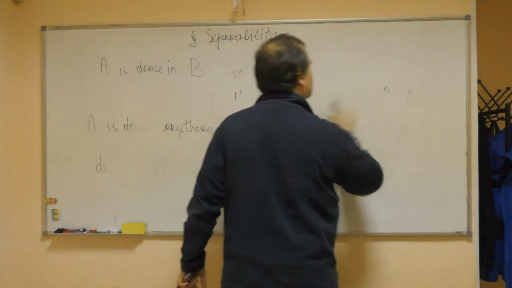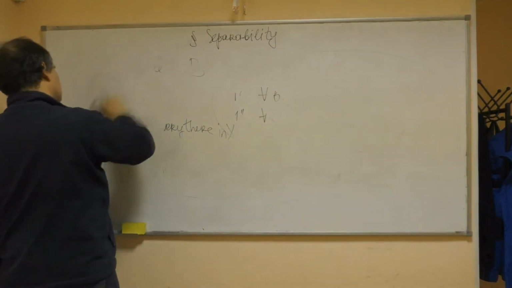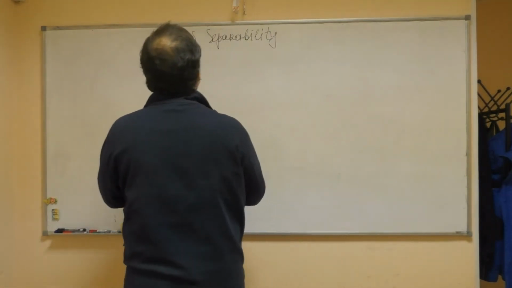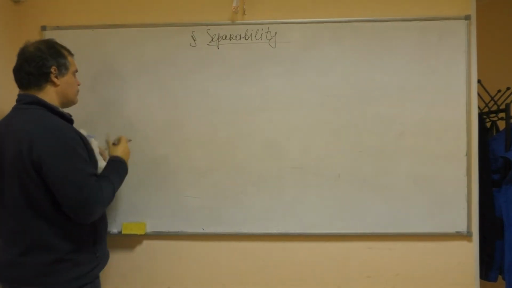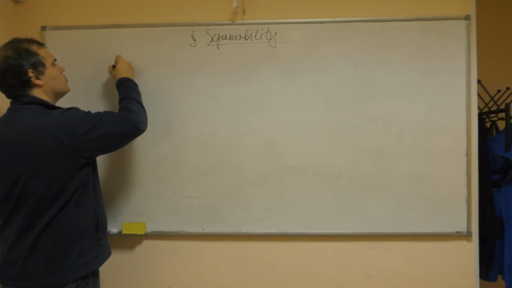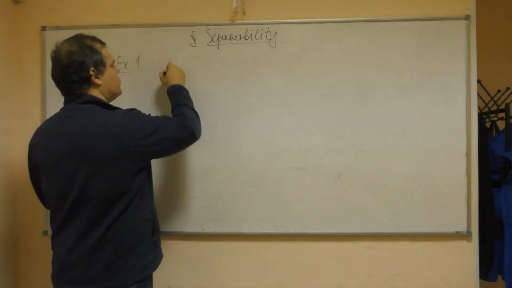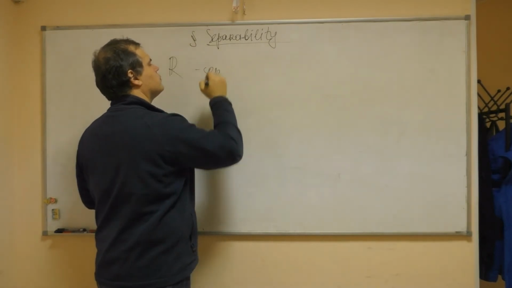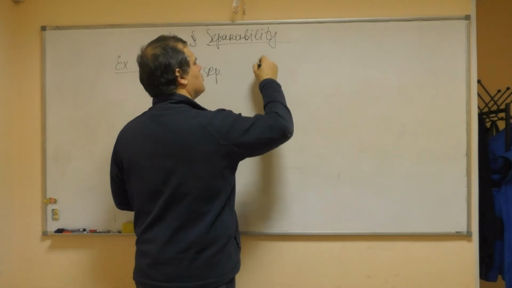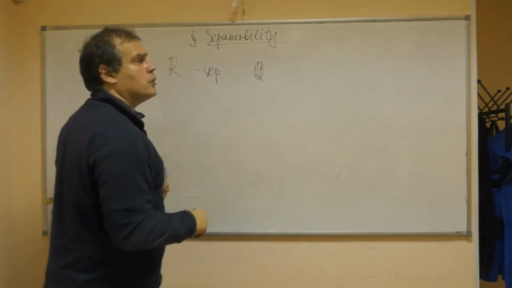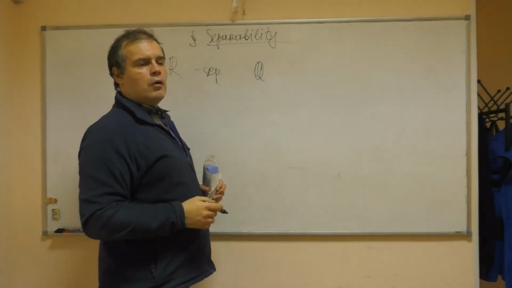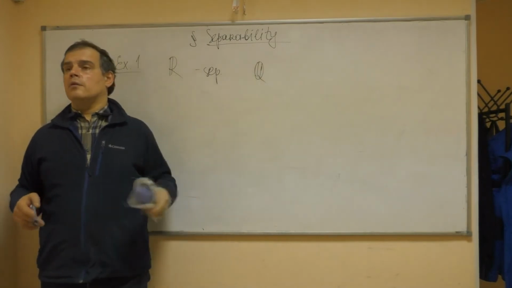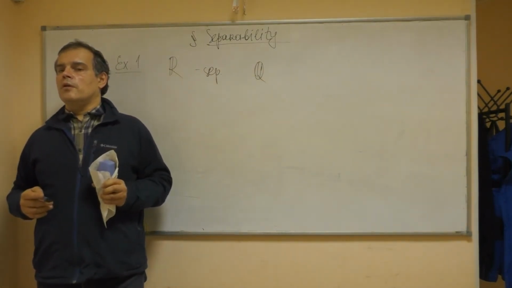Let's consider examples. The most simple but at the same time most important example is the space of real numbers, and it is separable because we recently proved that rational numbers are countable, and surely they are also dense because each real number can be approximated by a rational number with any accuracy.